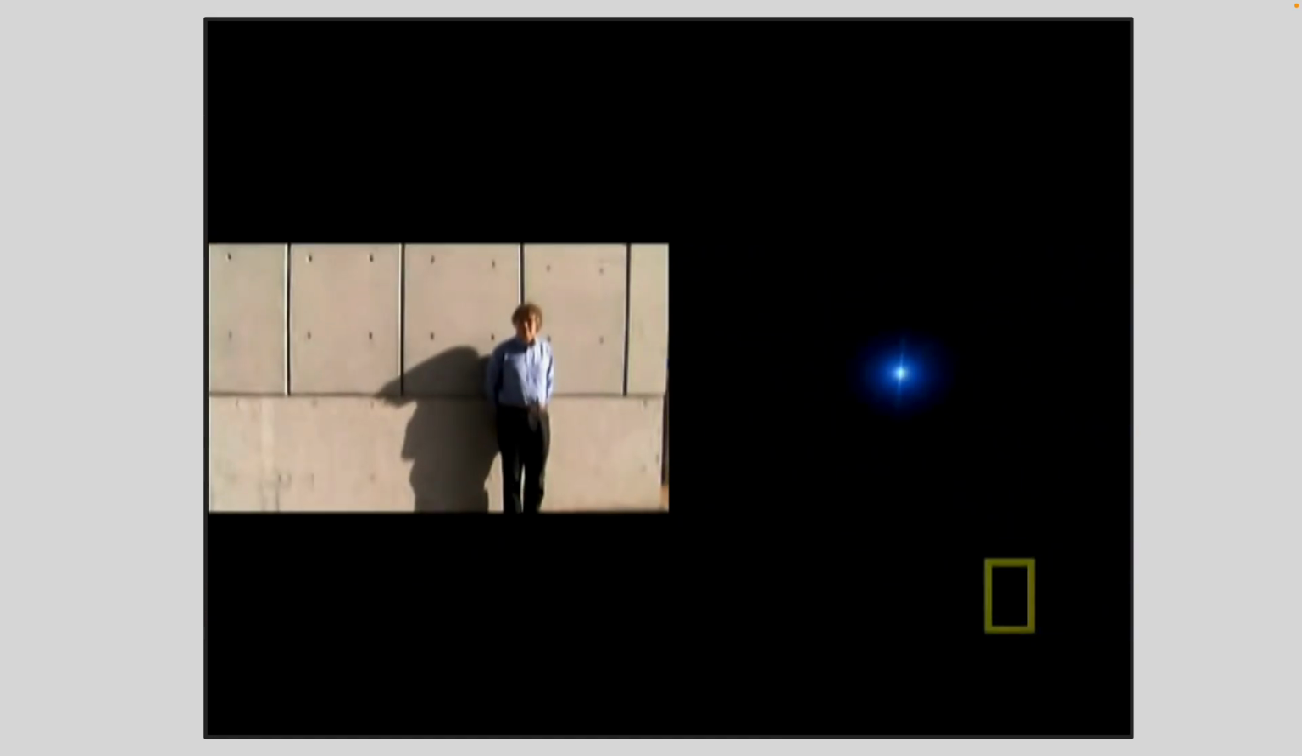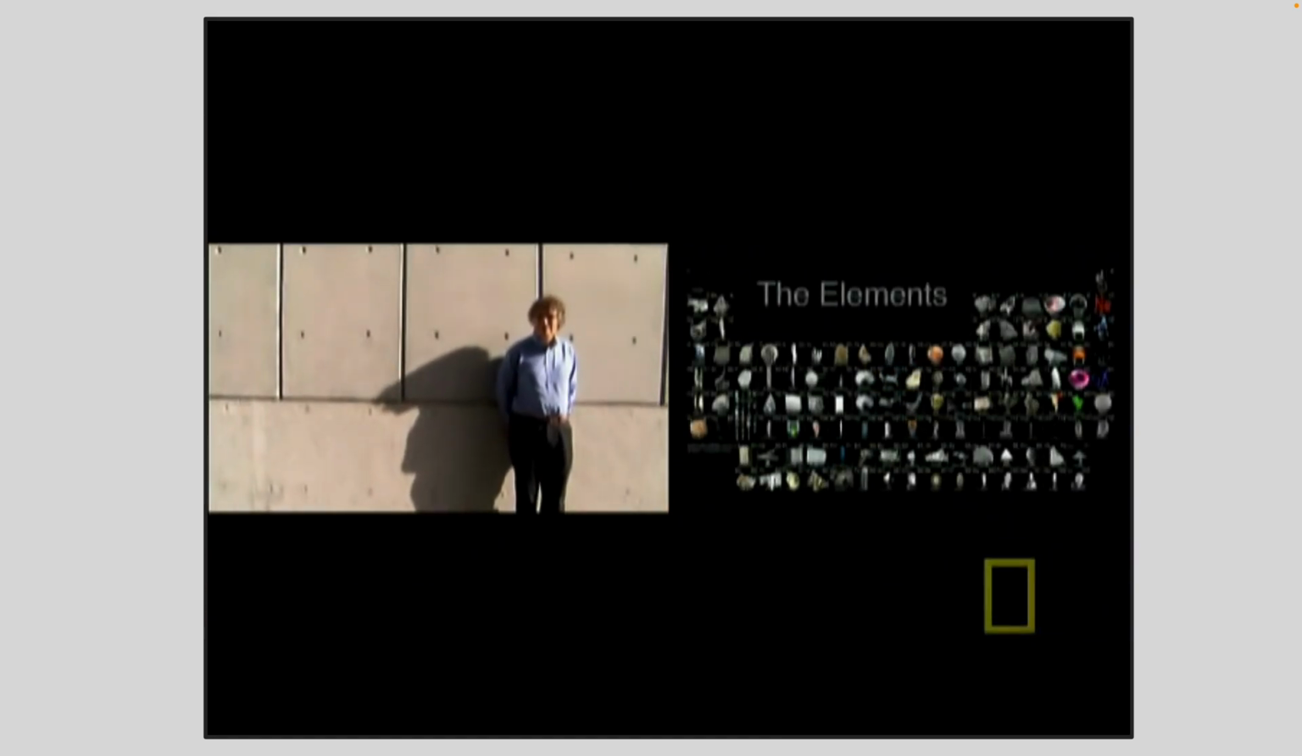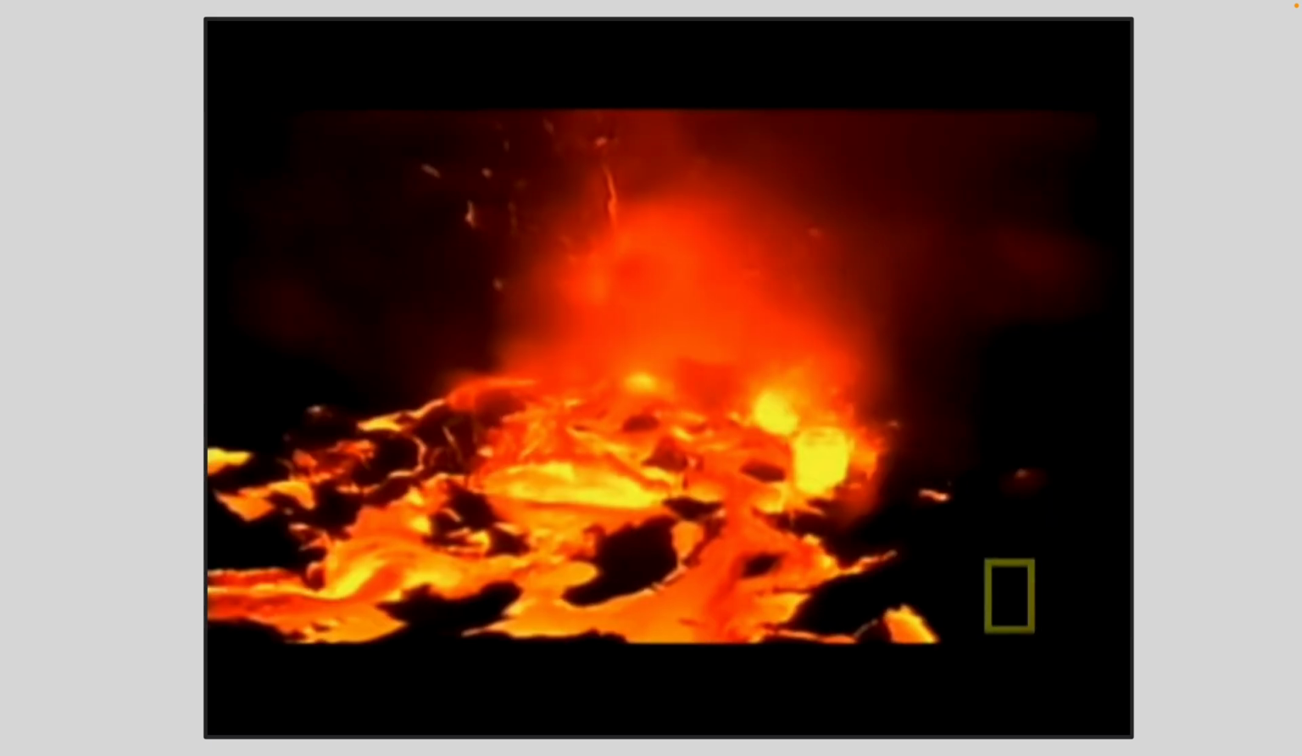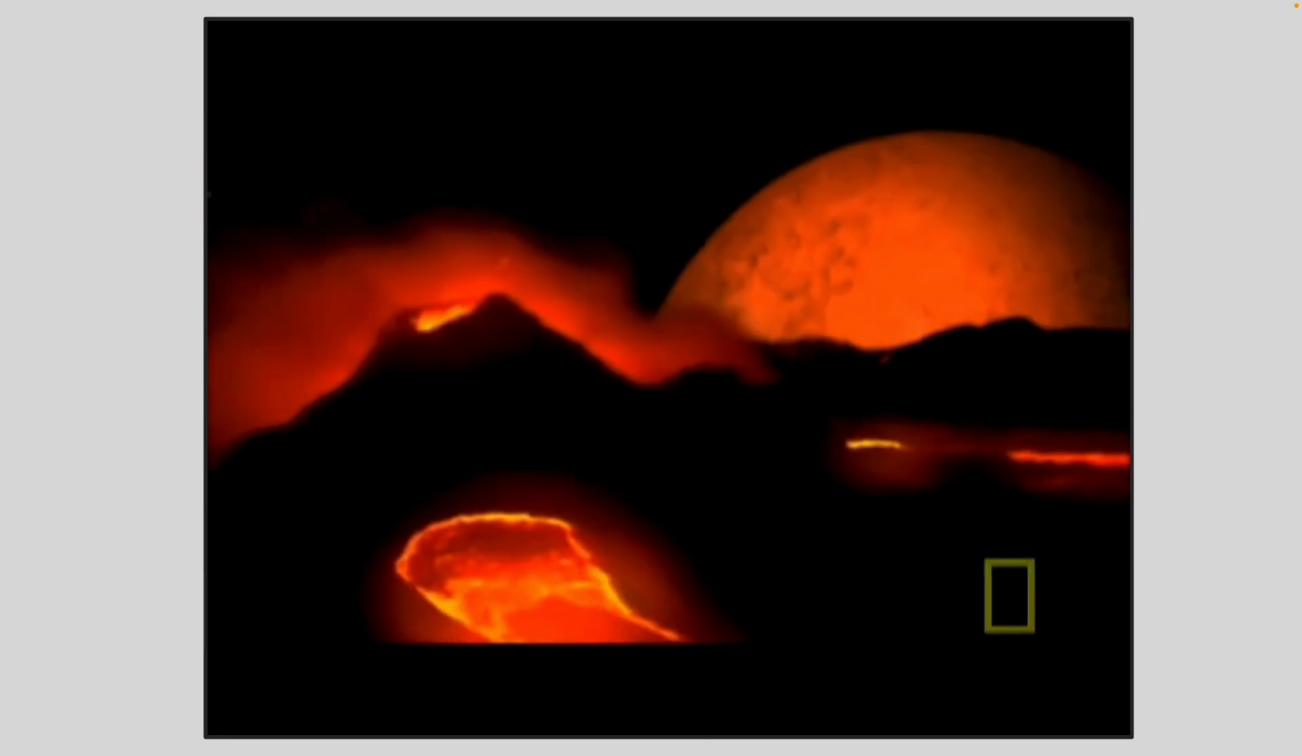The Big Bang produced almost none of the 88 naturally occurring chemical elements. When we look around, we don't just see hydrogen and helium. We see planets and people, and we're made out of carbon and oxygen, and planets are made out of iron and silicon. And that didn't all come from the Big Bang. It had to come from somewhere else.